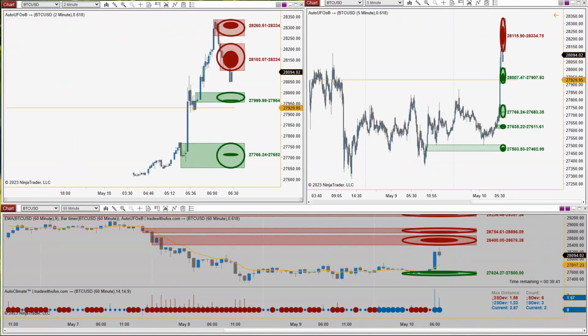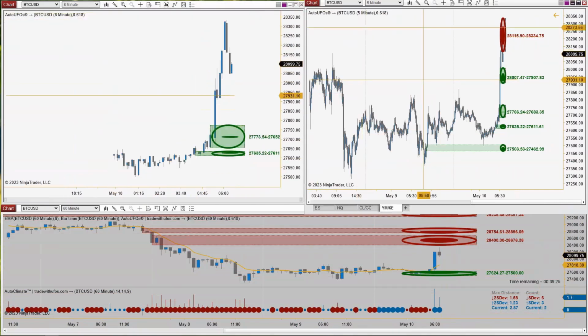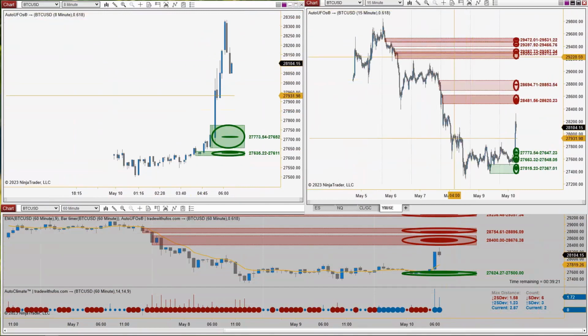We're going to go over that right now. Let me just pull up a screenshot so I can show you exactly what we are going to be doing here. We're going to be switching this to the 15 minute. Actually, it's not going to be the 15. This is going to be the 8, and this is going to be the 15.